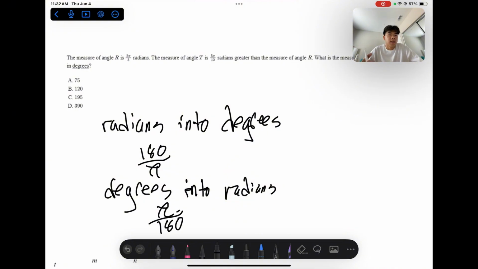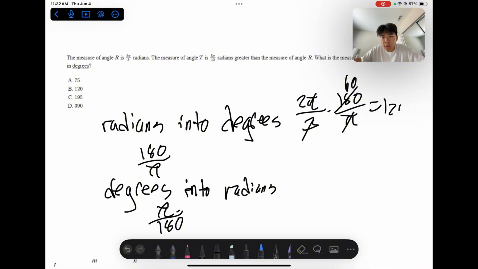Okay. So measure of angle R is 2 pi over 3 radians. The first thing I do is just convert everything into degrees. So to do that, what do I have to do? 2 pi over 3 times 180 over pi. The pi should cancel out. And then 60. So that just becomes 120.